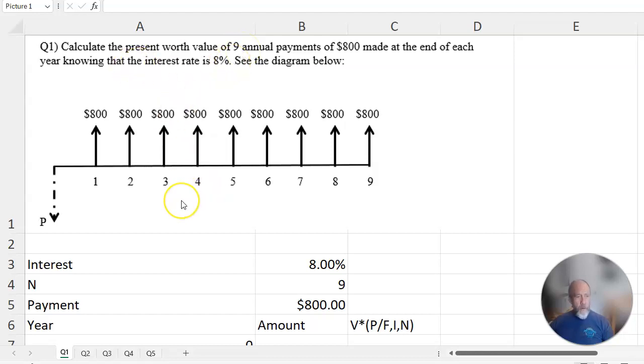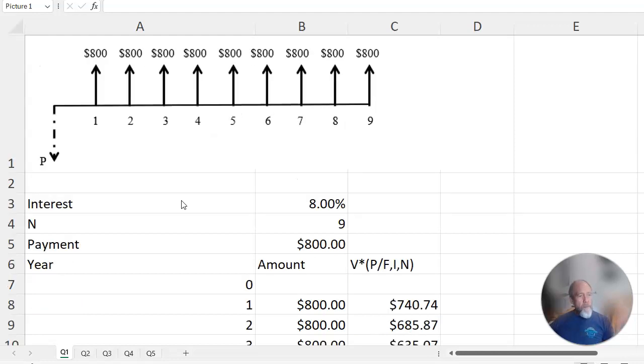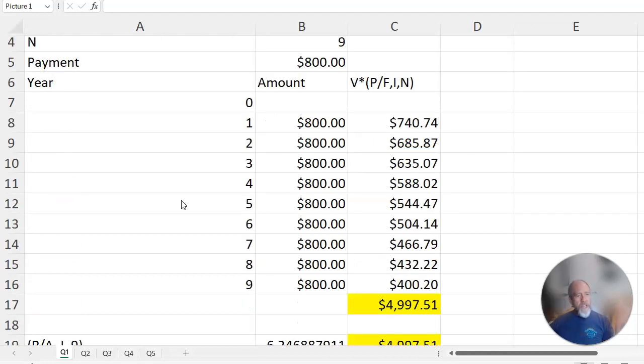Well, that's pretty straightforward because that is simply a P over A. So a few ways you can do this. One is just take each of those payments and then convert them, as you can see right here, using the 1 plus I to the n. In this case, you'd be dividing the actual payment by 1 plus I to the n. And that's going to go ahead and give it to you in the present. And if you add all those up, you've got the present worth.